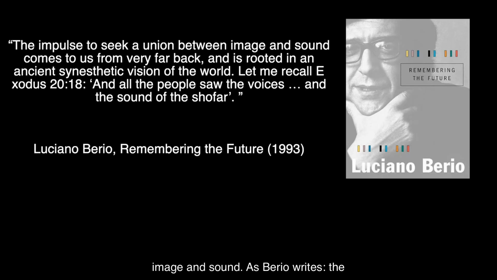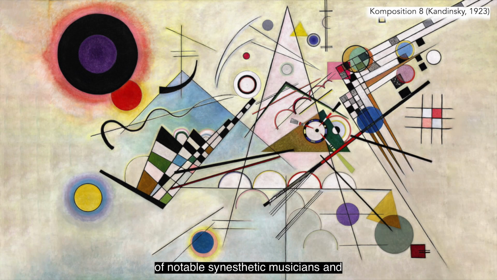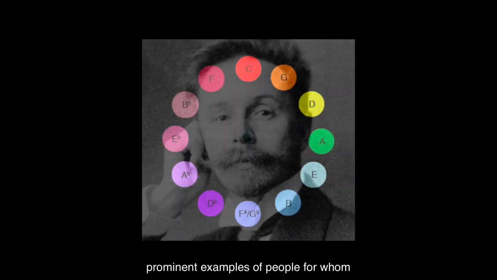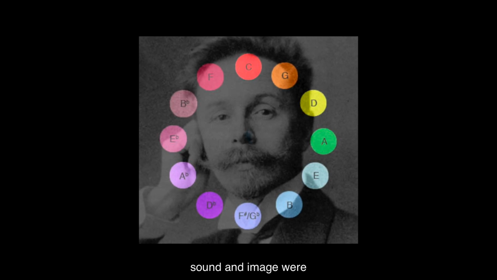Mankind has a long history of coupling image and sound. As Berrio writes, the impulse to seek a union between image and sound comes to us from very far back and is rooted in an ancient synesthetic vision of the world. There are also reams of notable synesthetic musicians and artists. We can look to painters like Kandinsky or composers like Scriabin for prominent examples of people for whom sound and image were inseparable.